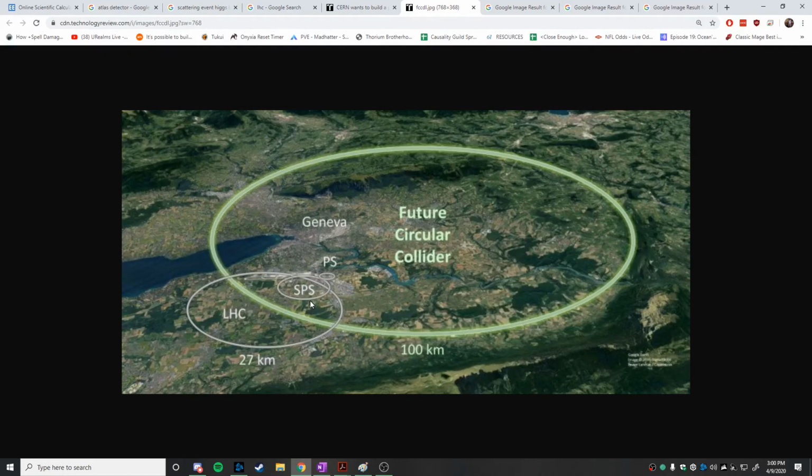They found some things, but nothing super interesting. Yeah, big oof. This whole thing was designed to find the Higgs, and it did it, but we were hoping that it would find something else.